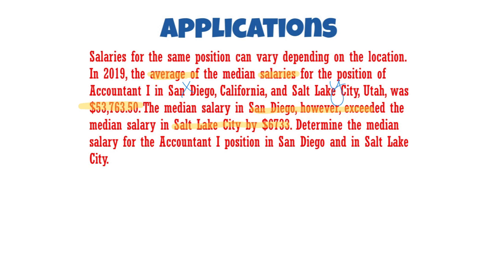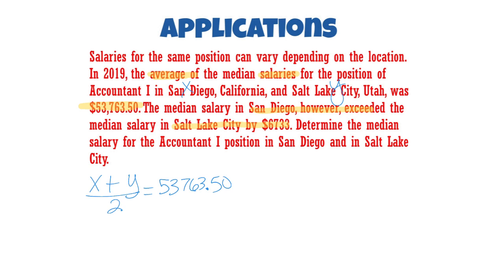So to find the average, I would take Salt Lake City's salary, add to it, did I say that right? San Diego plus Salt Lake City, divide it by 2, and it should equal that average, 53,763.50. Boy, they couldn't give me a nice number there. All right.